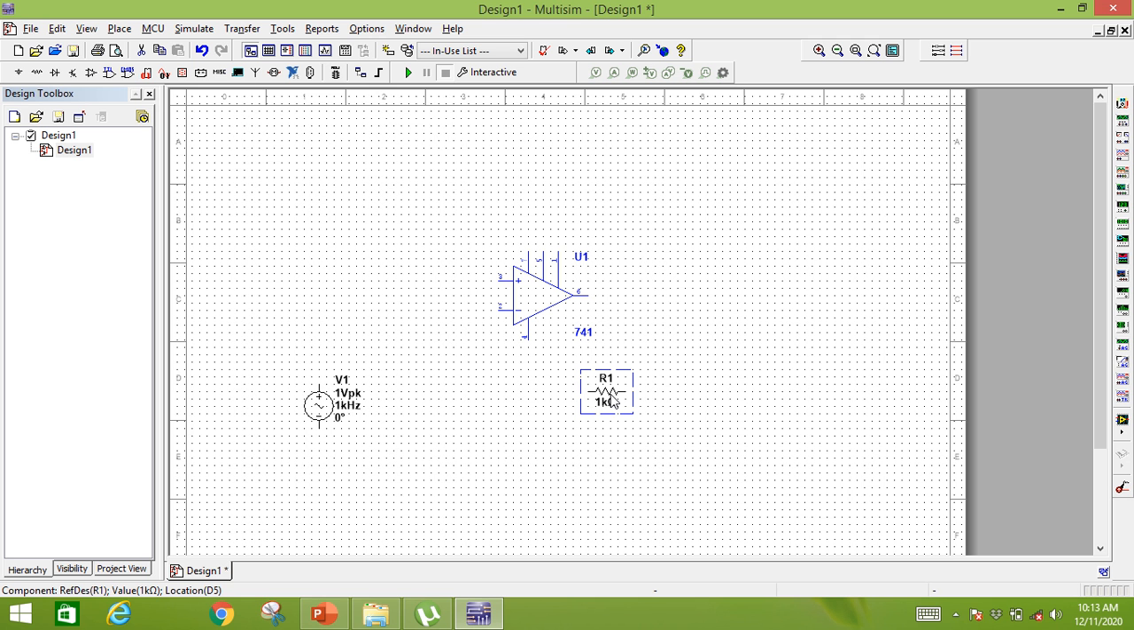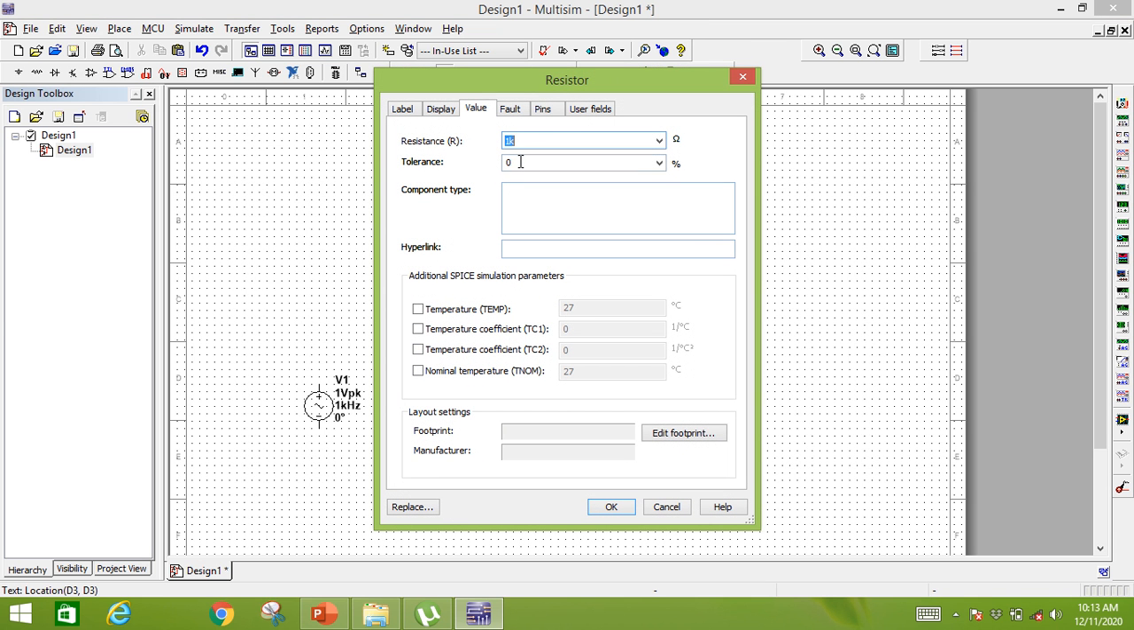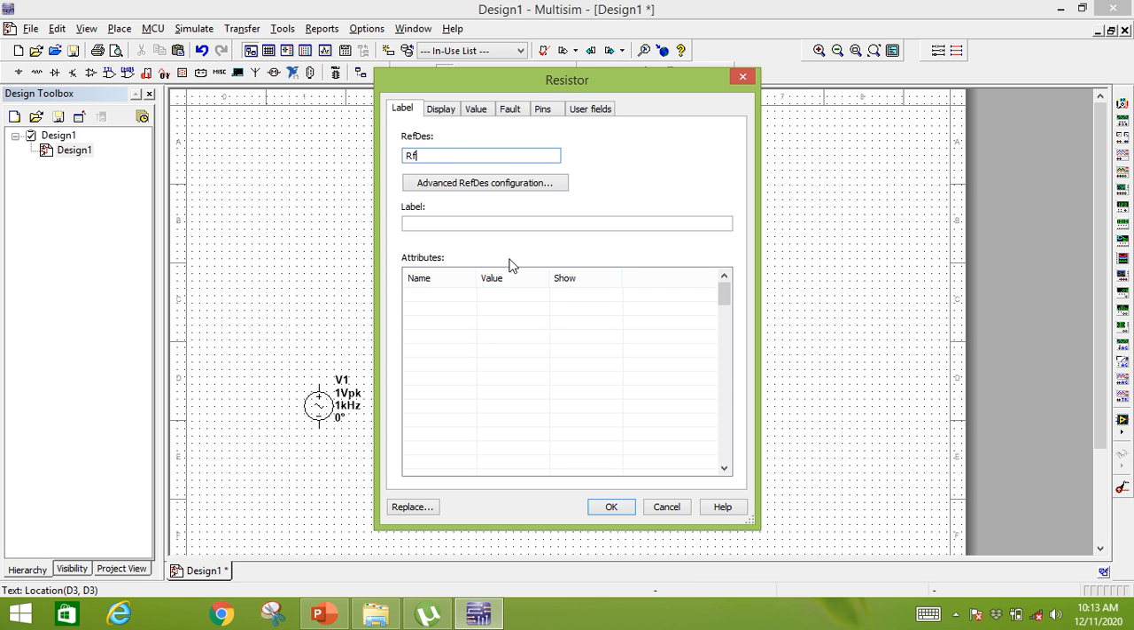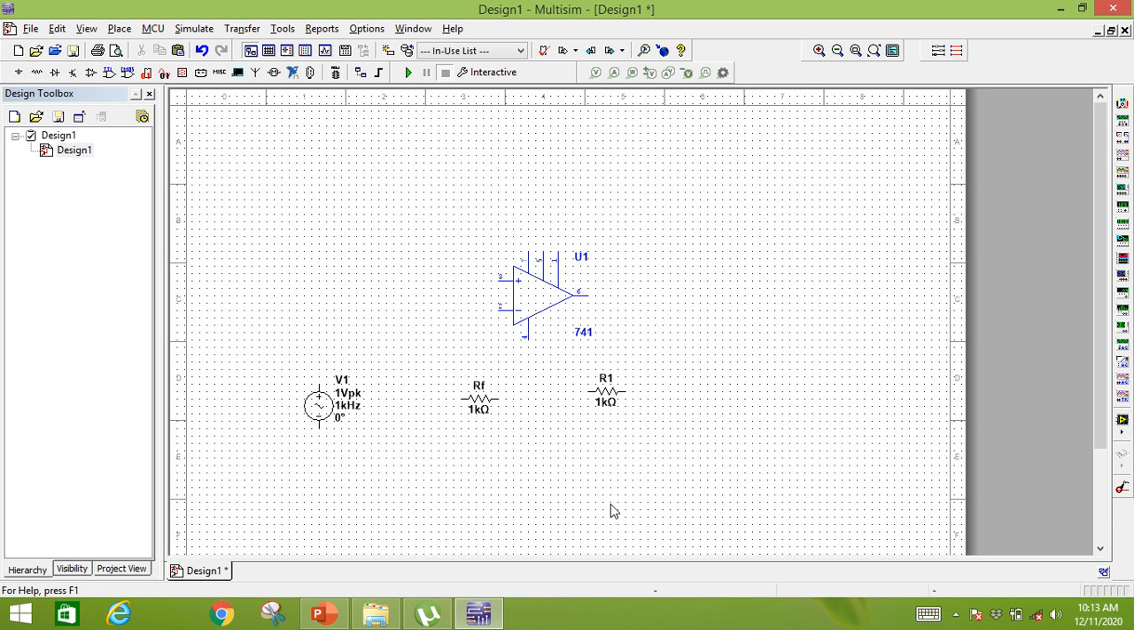Similarly, we need two resistors, so I will copy this resistor and paste it. These are the two resistors, one is R1 and one is RF. RF is the feedback resistor. Label this as RF. So I need two resistors to construct this circuit, R1 and RF. This RF will be connected with the output. This R1, we will place here.